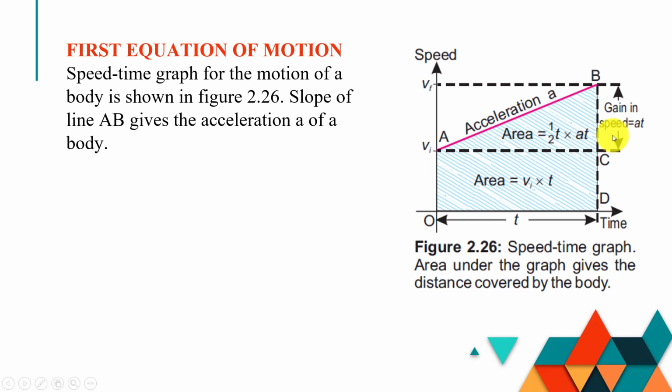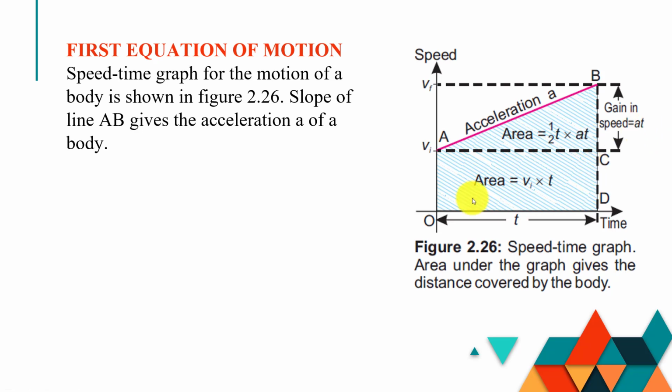Now here if we want to calculate the gain in speed, then simply what can we do? We can subtract vi from vf. So by calculating vf minus vi, we will get the gain in speed which is equal to at. Why? Because we already know that change in velocity is equal to the product of acceleration and time.